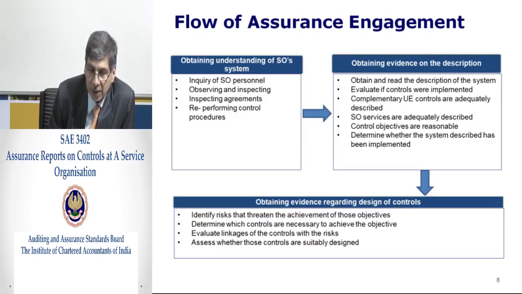those control objectives. As regards the design of controls, identify risks, as I mentioned, that threaten the achievement of those objectives, determine which controls are necessary to achieve the objective, what is the linkage between the control and the risk, and make a professional judgment as to whether or not those controls are suitably designed.